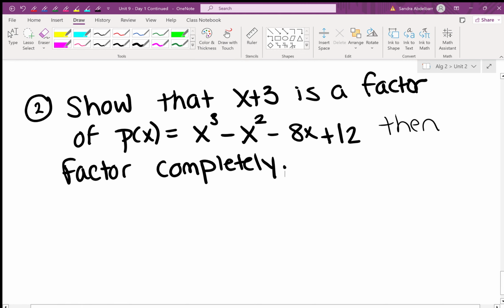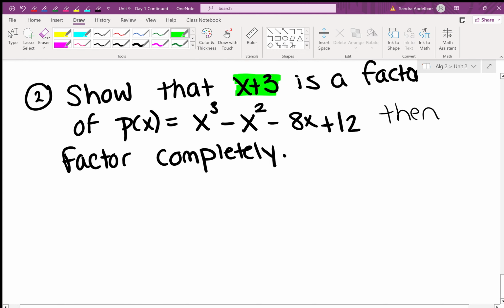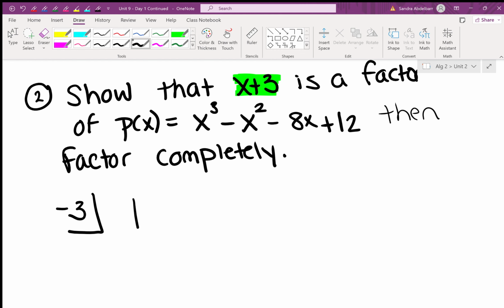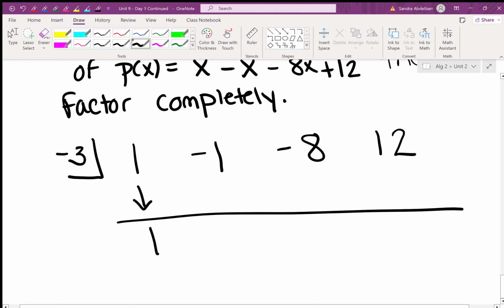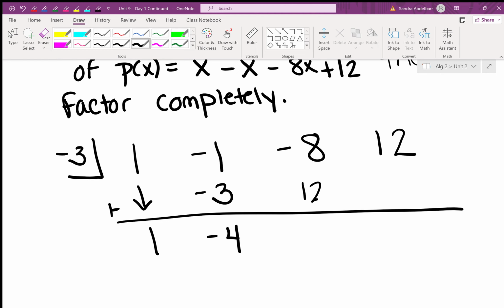We're going to take our divisor and we're going to set up a synthetic division. Now I'm not going to put 3 in the box. What am I going to put in the box? Negative 3. And then we list out all of our coefficients, 1, negative 1, negative 8, and 12. Bring down the 1. 1 times negative 3 is negative 3. Negative 1 plus a negative 3 is a negative 4. Negative 4 times negative 3 is 12. Negative 8 plus 12 is a positive 4. Positive 4 times negative 3 is a negative 12. Positive 12 plus a negative 12 is 0. Is it a factor? Yes.